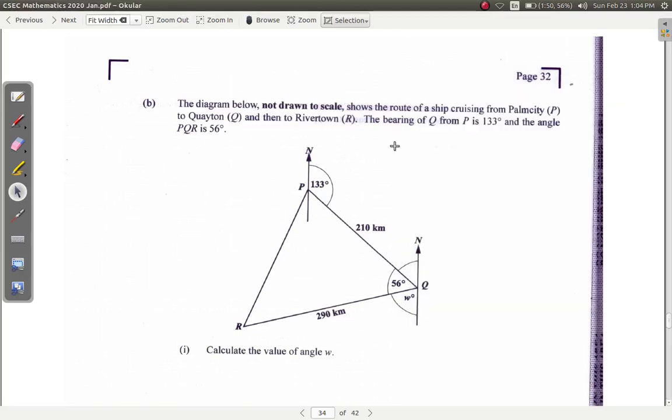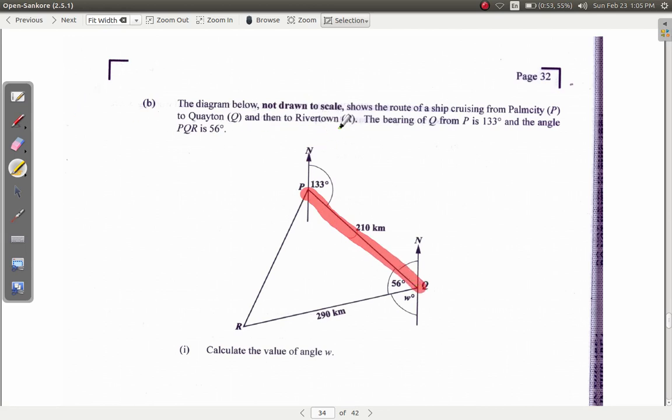Question 9b. It says the diagram below, not drawn to scale, shows the route of a ship cruising from Palm City P to Quayton Q. So going from Palm City to Quayton, 210 kilometers.